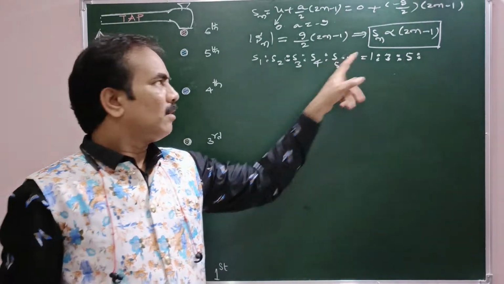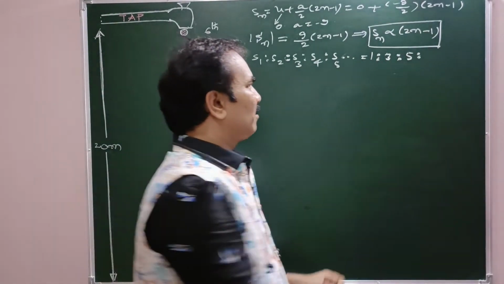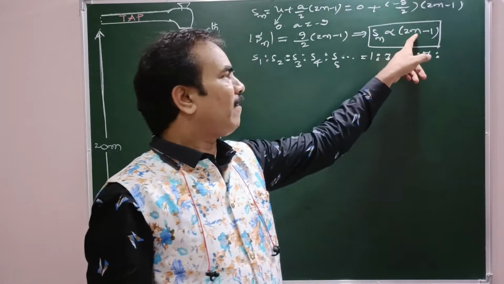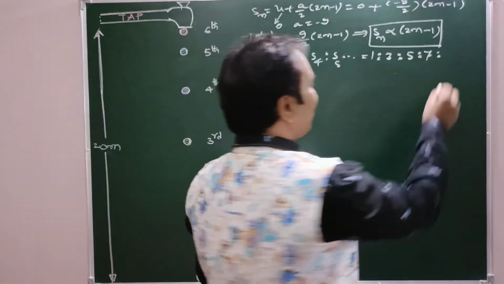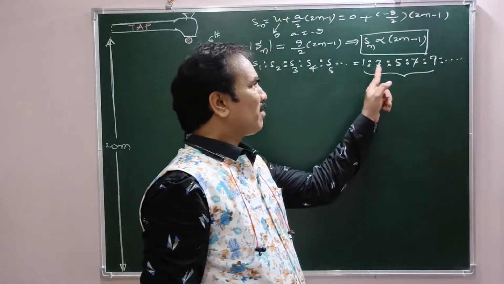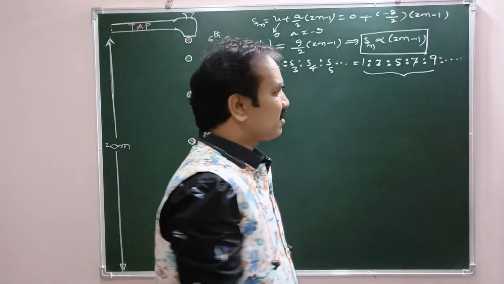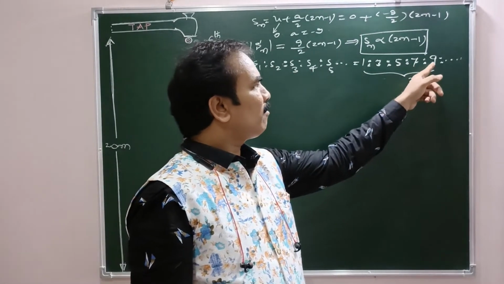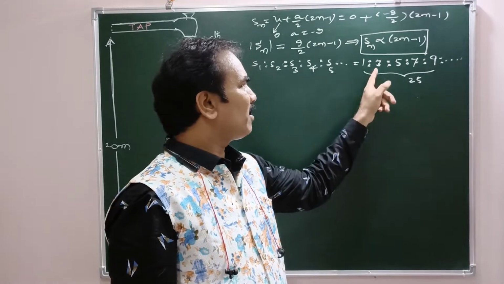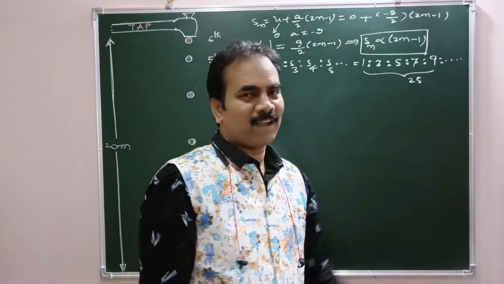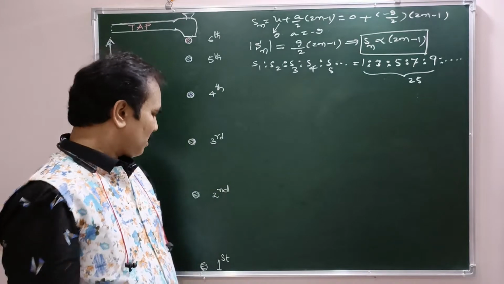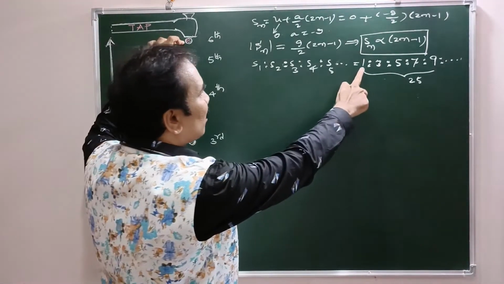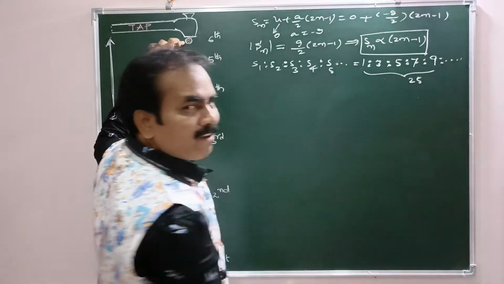S4 is 2 into 4 minus 1, that is 7. S5 is 2 into 5 minus 1, that is 9. So 1 plus 3 plus 5 plus 7 plus 9 gives 25 parts. Means the first drop, in the first t seconds, covers one part out of a total of 25 parts.